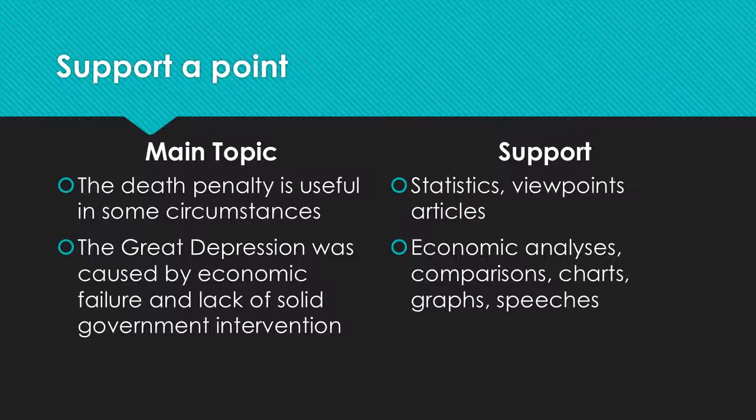Another topic that is pretty common is the Great Depression and how it was caused. So one perspective could be the Great Depression was caused by economic failure and a lack of solid government intervention. So if you're looking for good support for that kind of a point, you could use economic analyses of the Great Depression then, as well as how the government has been involved in the economy since then. You could do some comparisons between then and now. You could use charts or graphs, and you can also look at speeches. Since you're considering a lack of solid government intervention, you could have some speeches from the presidents at the time and evaluate what kind of information they were giving to the people and if it was valid.